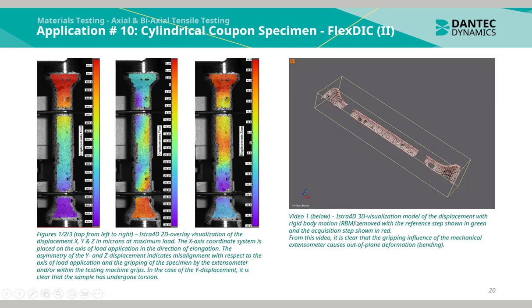In video 1, shown to the top, we see the ISTA4D 3D visualization model of the displacement with rigid body motion removed, with the reference step shown in green and the acquisition step shown in red. From this video, it is clear that the gripping influence of the mechanical x in centimeter causes out-of-plane deformation and bending to occur.